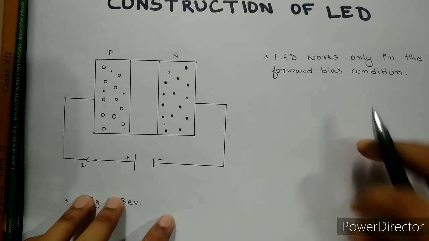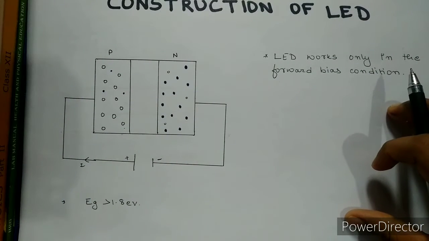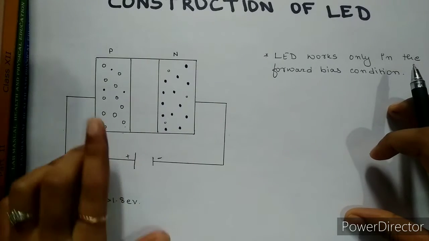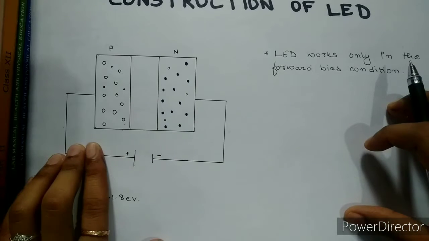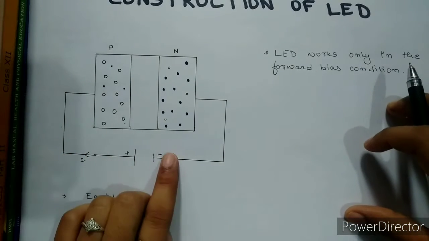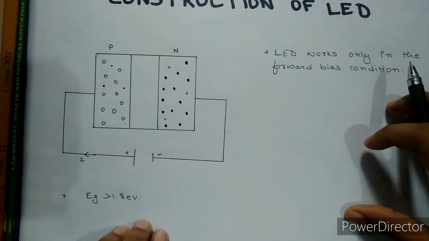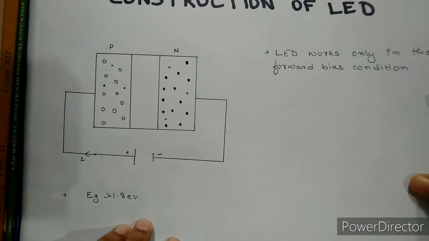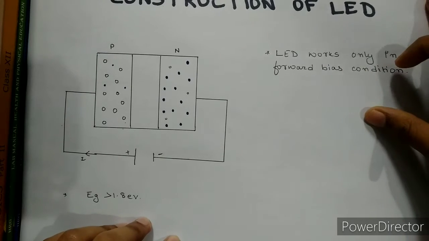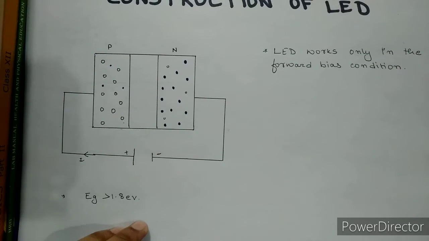And we know that in this PN junction, in P type the holes are the majority charge carriers, and in N type the electrons are the majority charge carriers, not minority, that's majority. So how does this LED work? Let us know that.